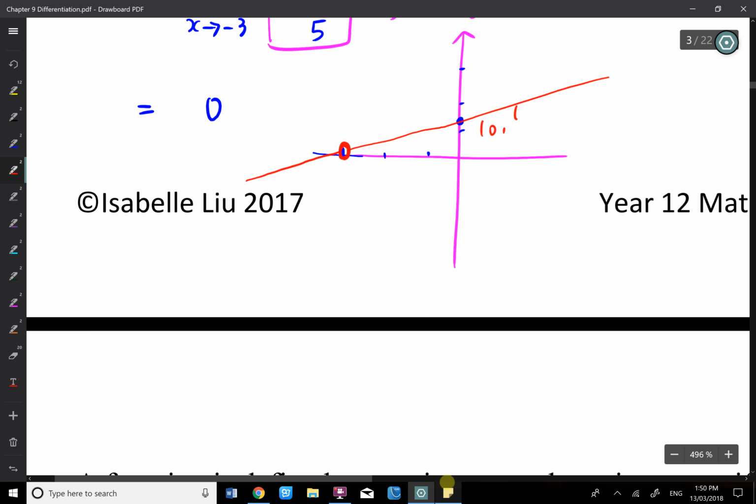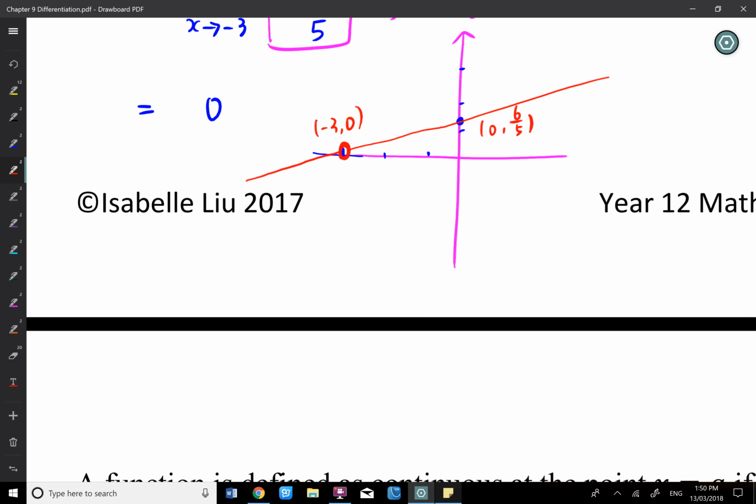Well, this point is (0, 6/5). That point is (-3, 0). Well, the x and y intercepts. But at -3 there will be an open circle. The reason is the implied domain. The implied domain shows us R except -3. -3 cannot be involved in the question. So open circle there. Okay, next question.